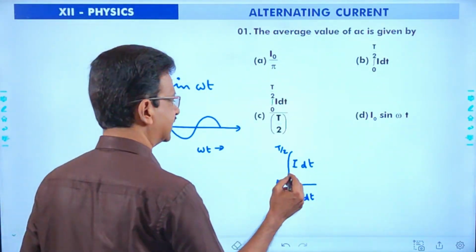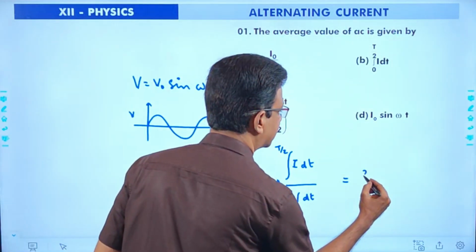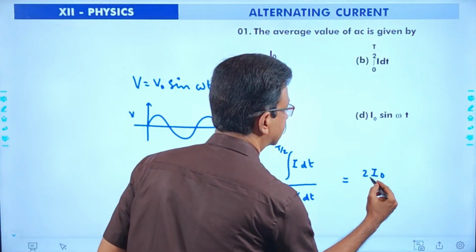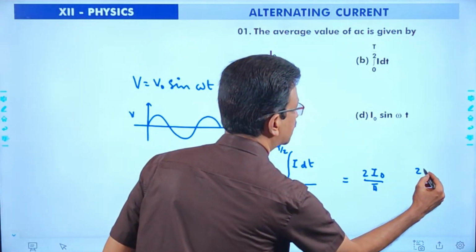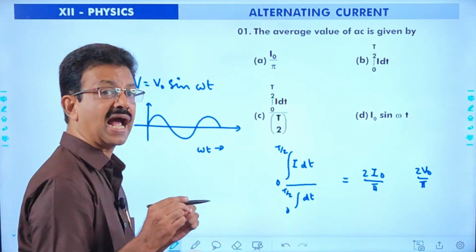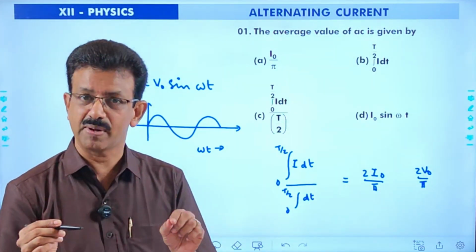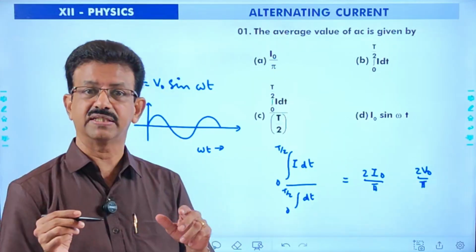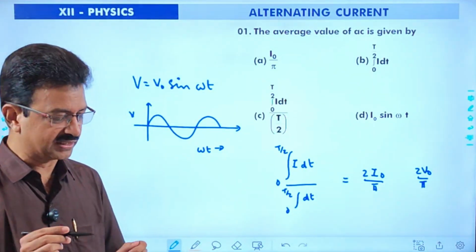Solving, we will get the result. I equal to I0 sine omega t. Finally, we get the result as 2 I0 by pi. And in the case of voltage, 2 V0 by pi. That is, average value of an alternating current is 2 I0 by pi, or alternating voltage is 2 V0 by pi.